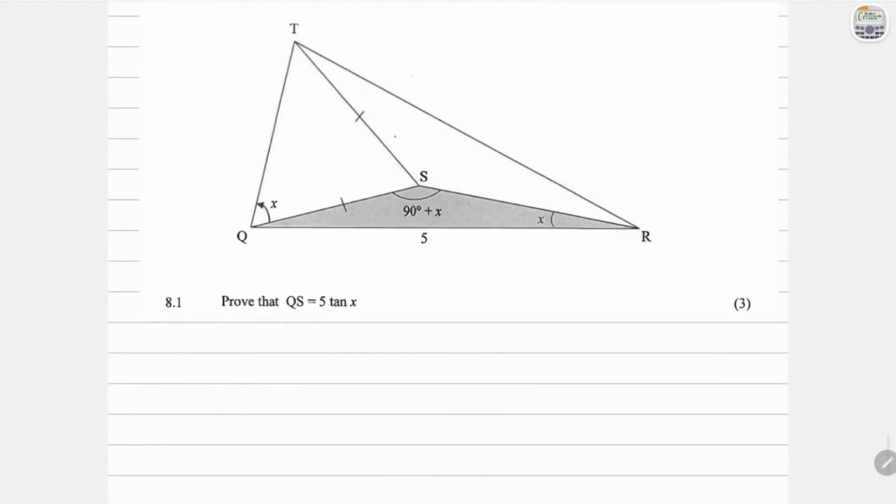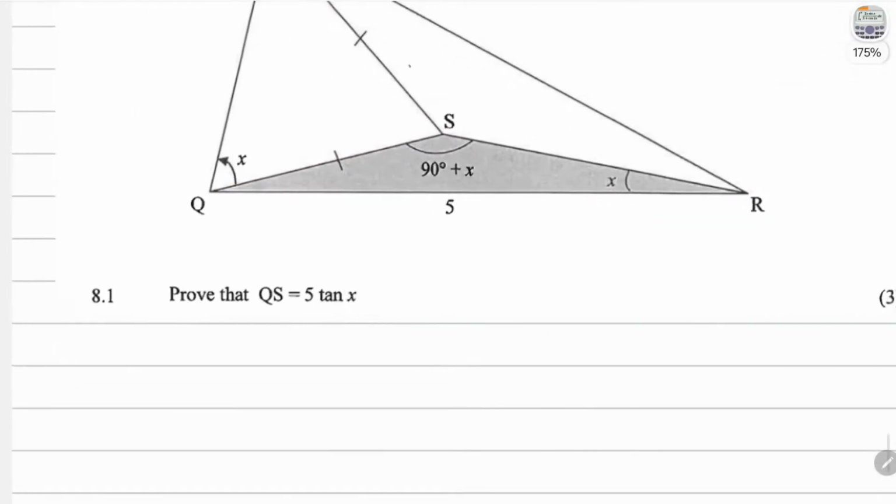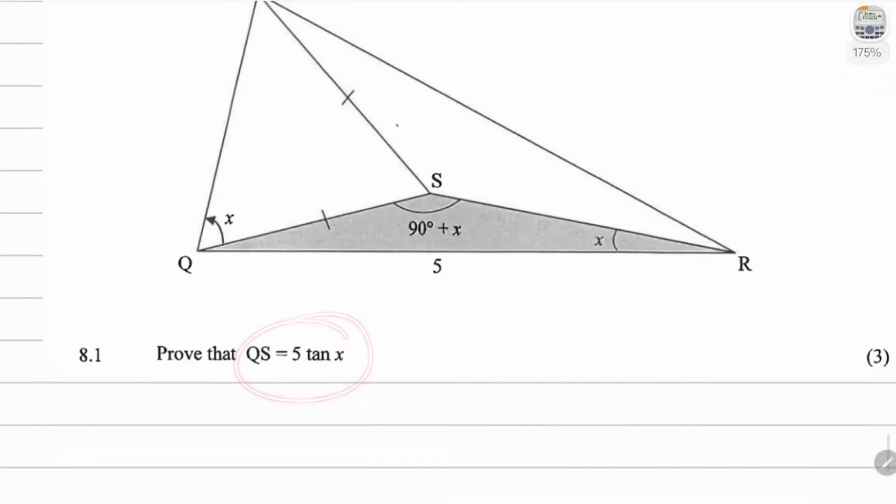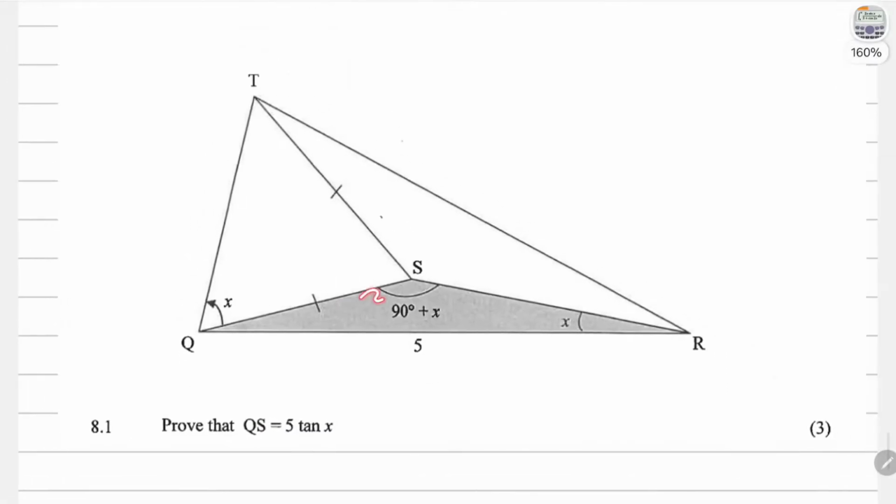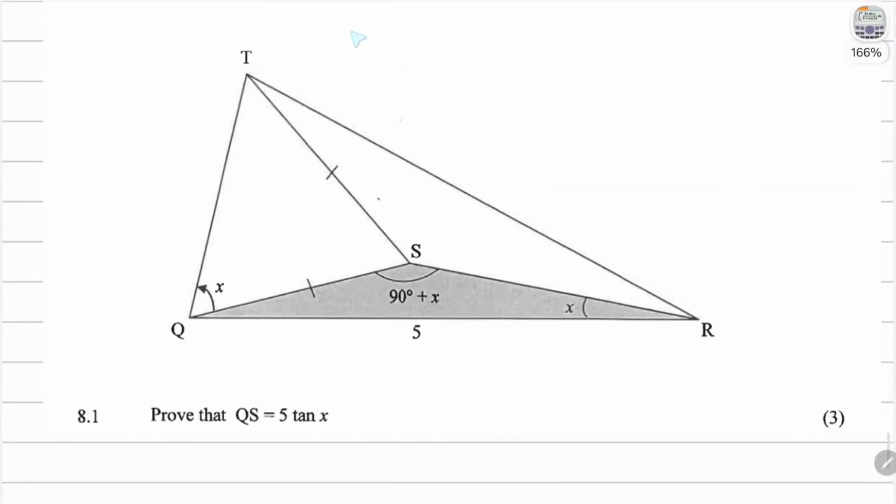The first question is to prove that QS is equal to 5 tan X. Notice that QS has 5, which is the side QR, and tan X, so it's in relation to X. They've clearly used this triangle down here. We don't really have any right angle triangles, so we're not using trig ratios. Let's see how we can find QS.